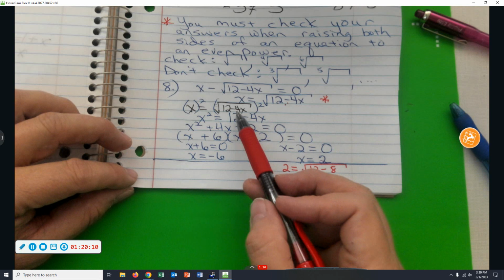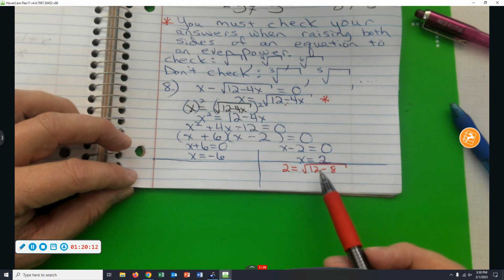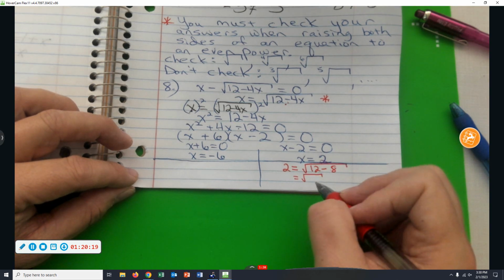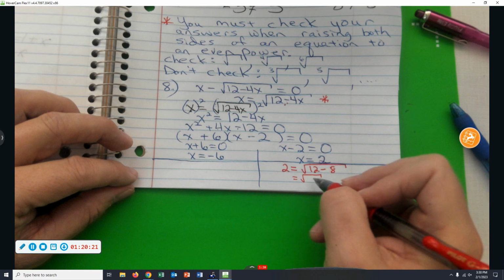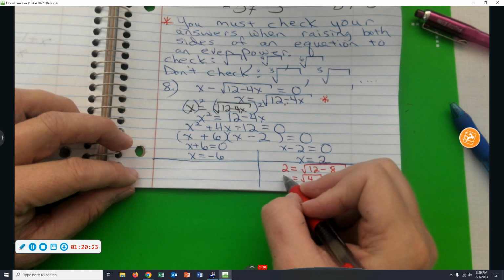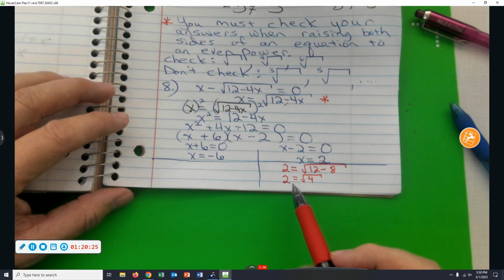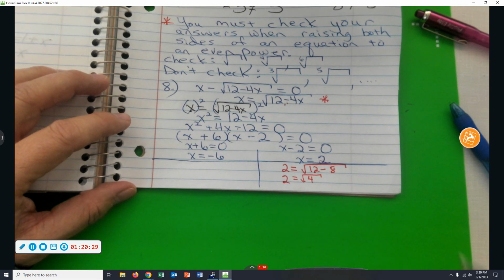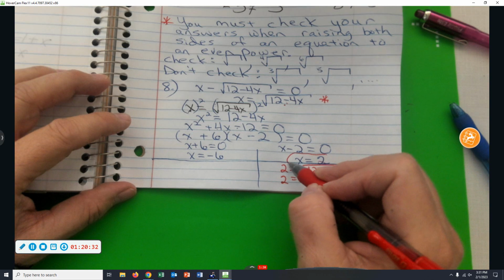It's not 4 plus 2. 4 times 2 is 8. 12 minus 8 is 4. Are we getting the same number on both sides? Does the square root of 4 equal 2? Yes, it does. So 2 checks.